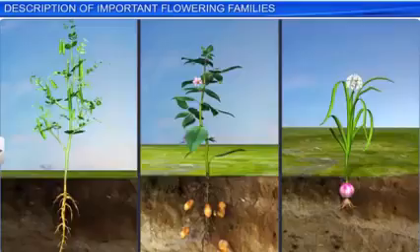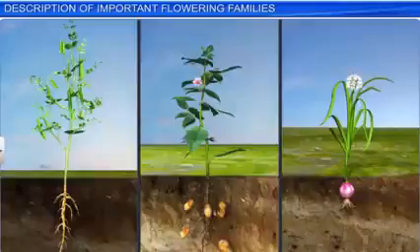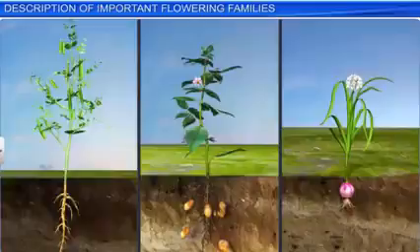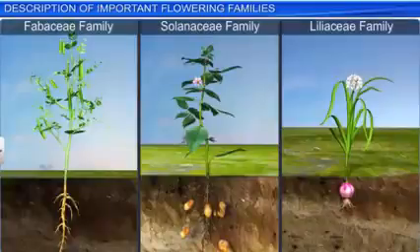Flowering plants or angiosperms are the most diverse group of plants on earth. These plants are categorized into different families based on their morphological characters. Let's describe a few important flowering families.